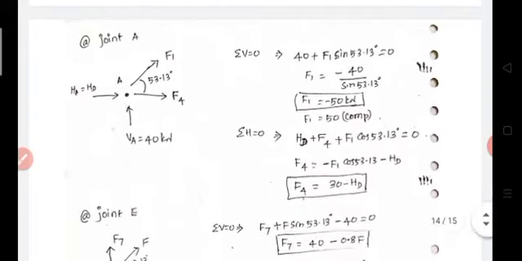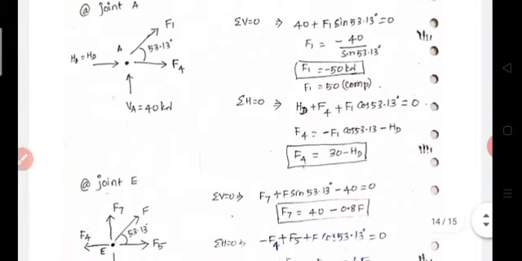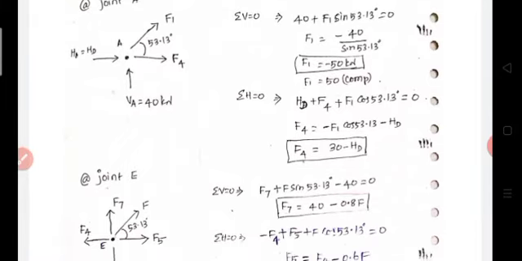Then apply the horizontal equilibrium equation. So HD in the positive x direction, then F4, then plus F1 cos 53.13. Then finally F4 is equal to 30 minus HD.